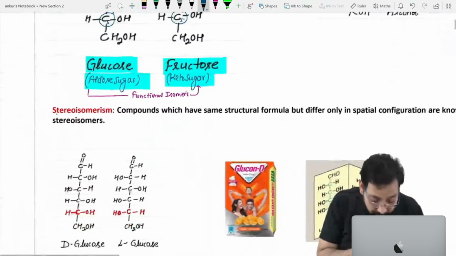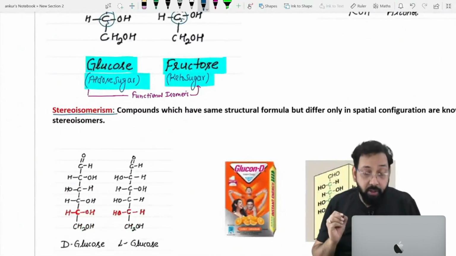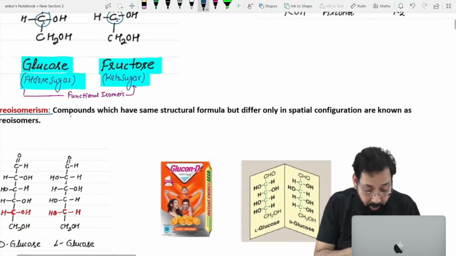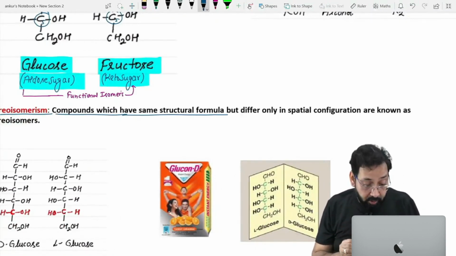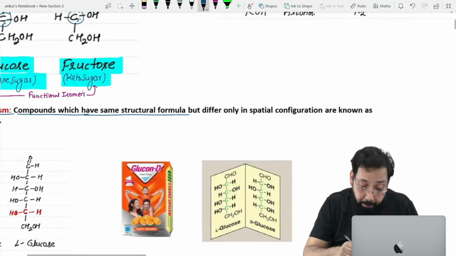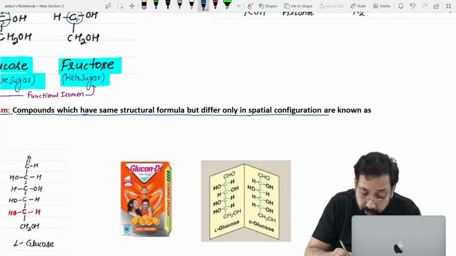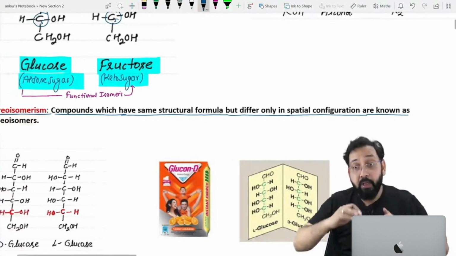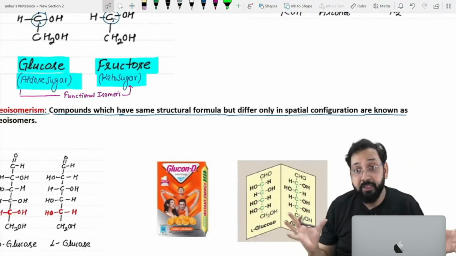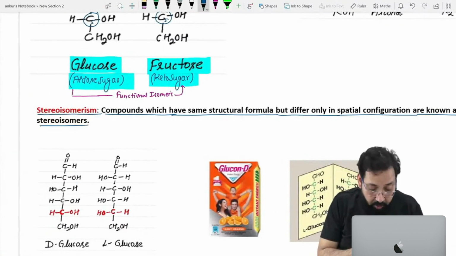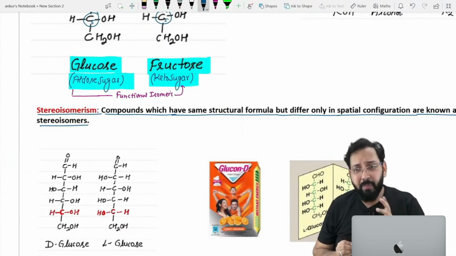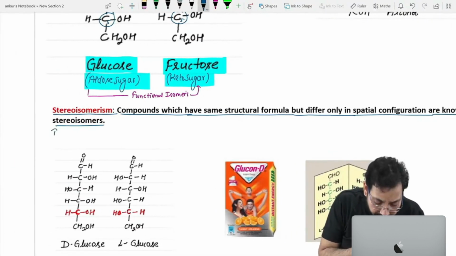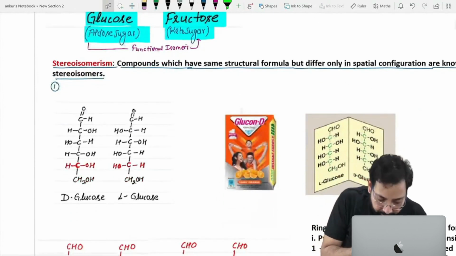Stereoisomerism means compounds which have the same structural formula but differ only in spatial configuration, meaning orientation in space. Stereoisomerism may be of 3 types, in fact multiple types, but 3 types are frequently asked. One is enantiomerism.